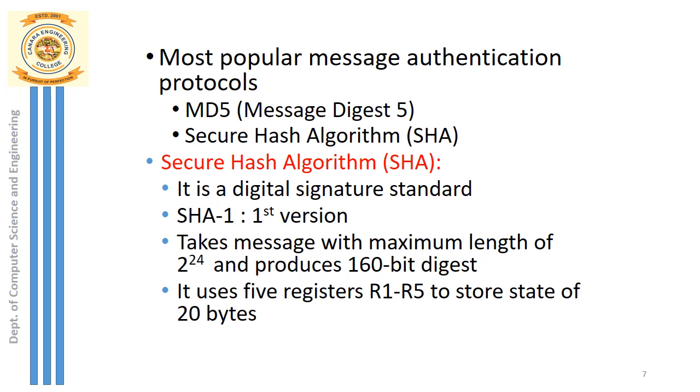And here, to implement the SHA-1 algorithm, it uses 5 registers, R1 to R5, to store the state of 20 bytes, that is 160 bits. So each register stores 32 bits of the message digest, and totally we get a 160-bit message digest.